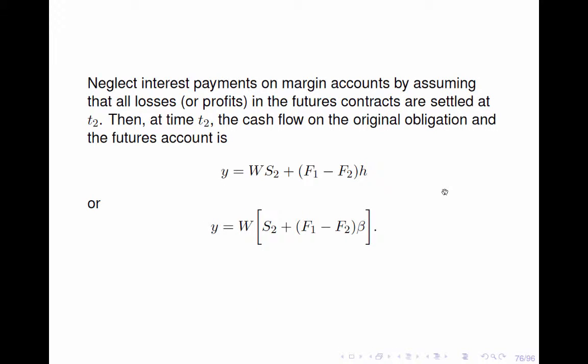Neglect interest payments on margin accounts by assuming that all losses or profits in the futures contracts are settled at time t2. Then, the hedged cash flow at time t2, denoted by Y, consists of two parts: the original obligation, that is W times S2, and the losses or profits in the futures account, that is the difference between the futures price at time t1 and t2 times the size H. Substituting the hedge ratio beta, we have this alternative expression for Y.